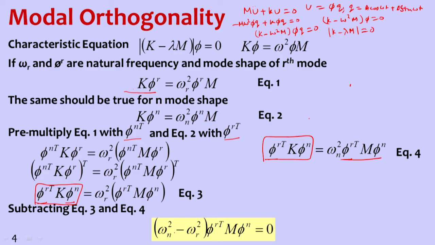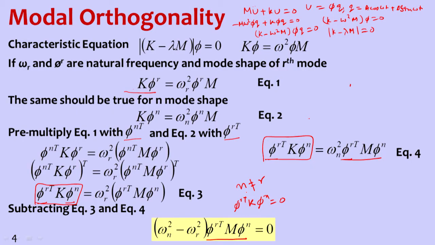Now what this tells us is, if n is equal to r, then the entire term is 0. But if n is not equal to r, then phi r transpose m phi n should be equal to 0. Similarly, we will get another relationship: phi r transpose k phi n should be equal to 0. So if we pre-multiply and post-multiply any matrix with the modal matrix, we will get only the diagonal terms. That is what is shown in this equation.